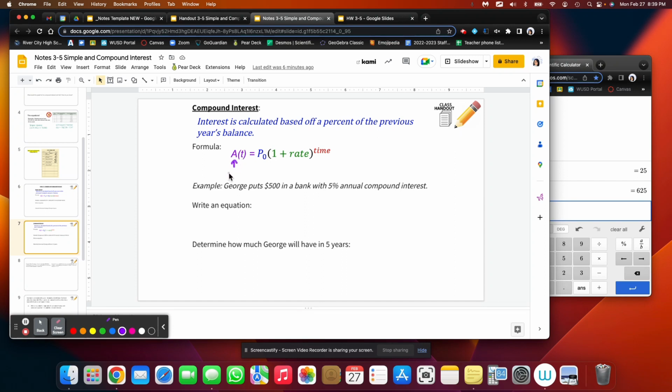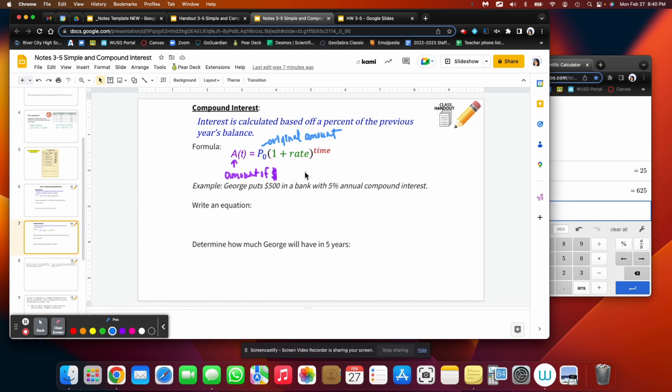So again, A stands for amount of money, equals P0, which is the original amount or the principal amount, and then times 1 plus the rate to the t power. So this should look familiar. This looks like our exponential growth equation, because it is, right? We take the original amount, 1 plus rate, and raise it to the time power.